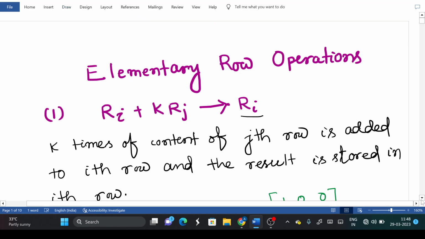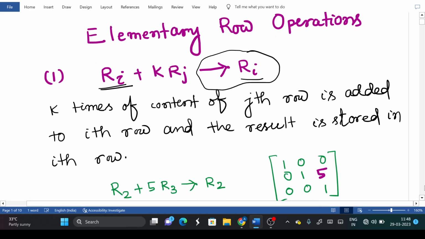Suppose, while writing code or programming, we forgot to write this part. Still, the computer will store the data in the ith row, because what happens is that the content of the jth row is made K times and those contents are added to the ith row. Finally, the ith row is considered once and the jth row is considered K times, and everything is stored in the ith row.